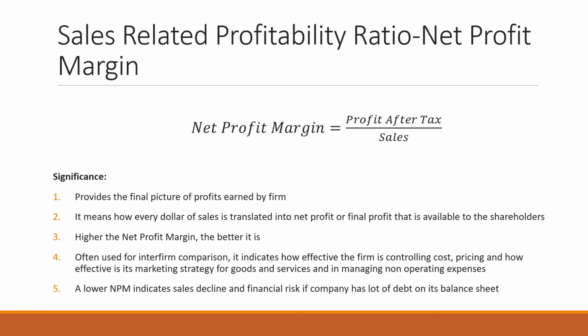This ratio is of significance to everyone, including investors, lenders, analysts. The higher the net profit margin is, the better it is for the firm. This ratio is often used for inter-firm comparison. It indicates how effectively the firm controls its cost, pricing, carries out its marketing activities, and manages its non-operating expenses. A lower net profit margin often indicates a decline in the sales for the company and represents financial risk, especially in cases where the firm has a lot of debt on its balance sheet.